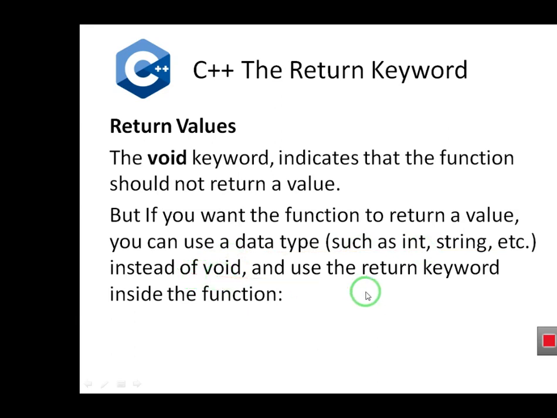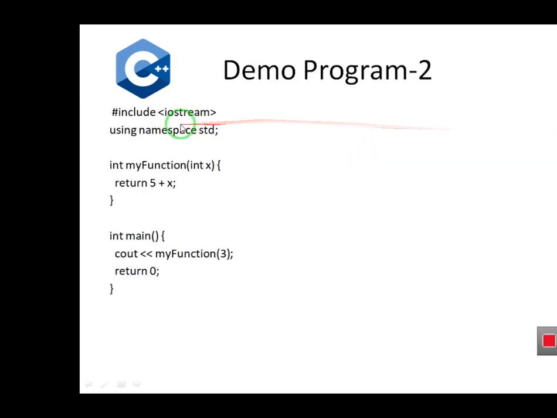Clear? And use the return keyword inside the function. How? You will see in this programming code. Like we have a hash include iostream, using namespace std. Here we have a data type integer. My function, this is a user defined function, and it requires a parameter x which is of data type integer. So initial bracket. What the function wants in return is return 5 plus x. Then whatever argument it takes comes here and it will return the updated value. So cout my function 3. Here the output of this function will be 8.